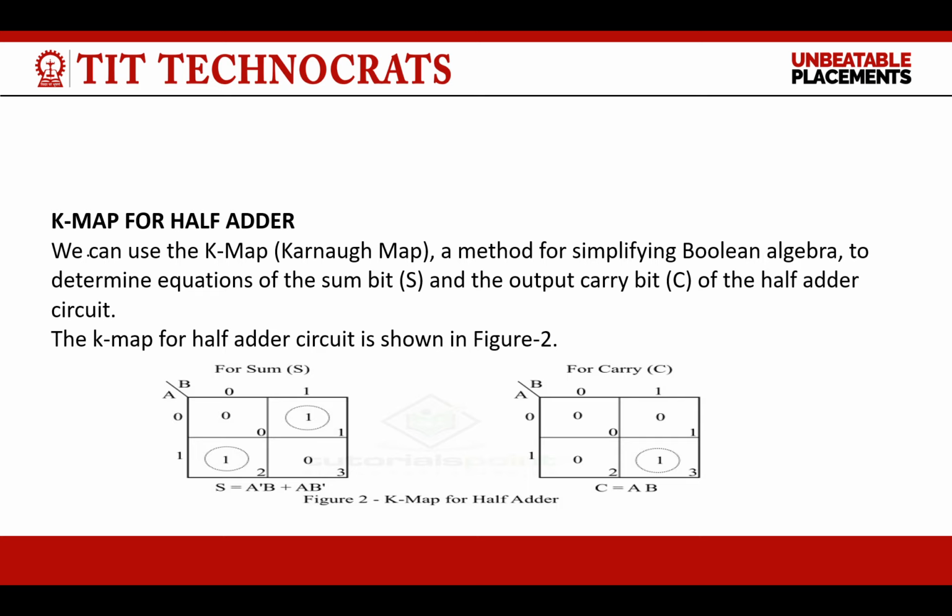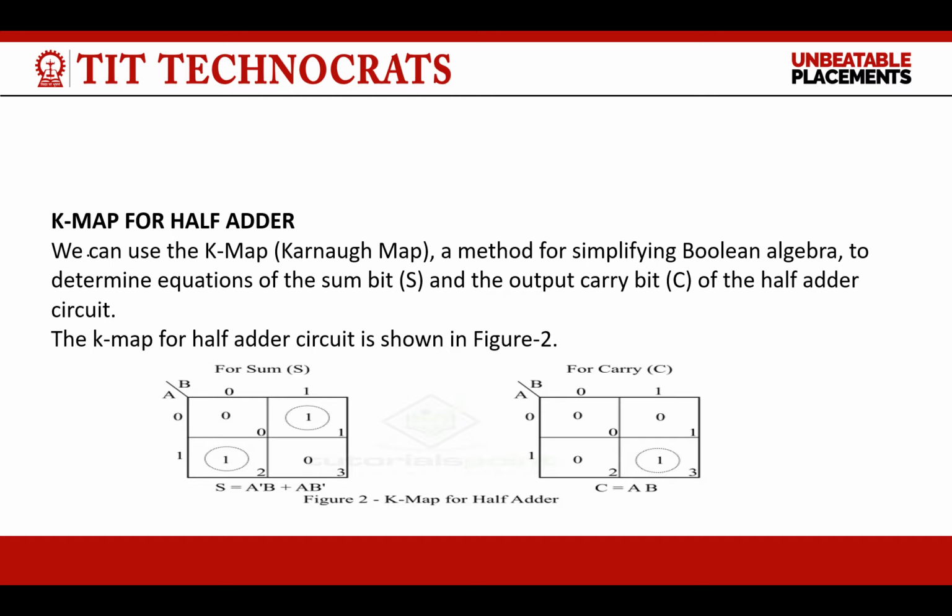After designing the truth table, we have to find the expressions for sum and carry. For this, we use the K-map or Karnaugh map. We can use the K-map method for simplifying Boolean algebra to determine the equations of the sum bit and output carry bit of the half adder circuit. The K-map for the half adder circuit is shown. We have to design an individual K-map for the sum as well as for the carry.